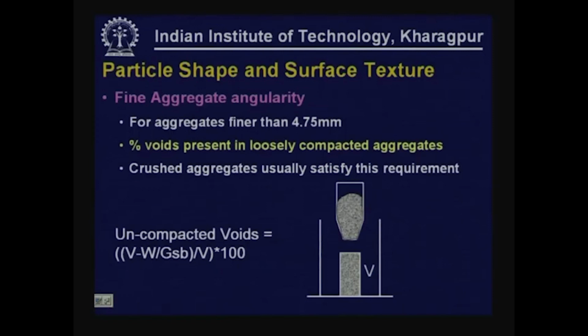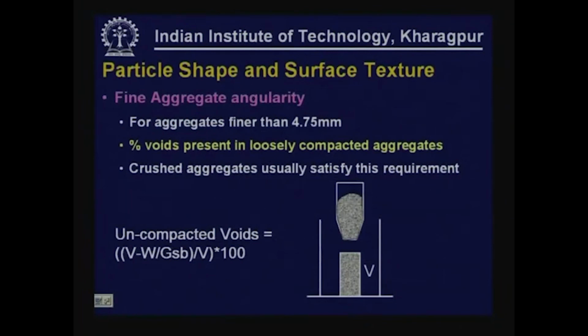When we come to fine aggregates, which are finer than 4.75 millimeters, a commonly used term is fine aggregate angularity. This is the percentage of voids present in loosely compacted fine aggregates. The crushed fine aggregates usually satisfy the requirement. What we do here is, the fine aggregates are poured into a cylinder having a fixed volume from a certain height. So, we know the volume, and we know the weight of the fine aggregates collected in the cylinder. If we know the bulk specific gravity of these fine aggregates, then we can calculate the uncompacted voids of the fine aggregates. That is the representation of the fine aggregate angularity.